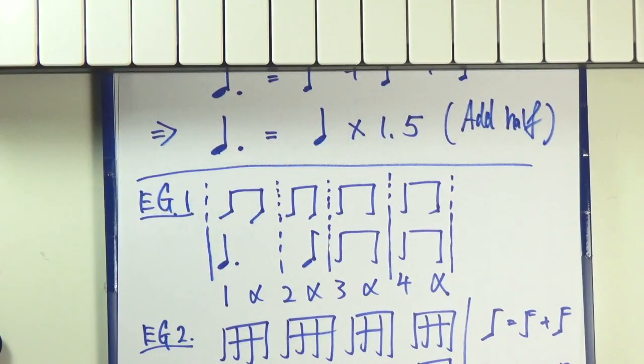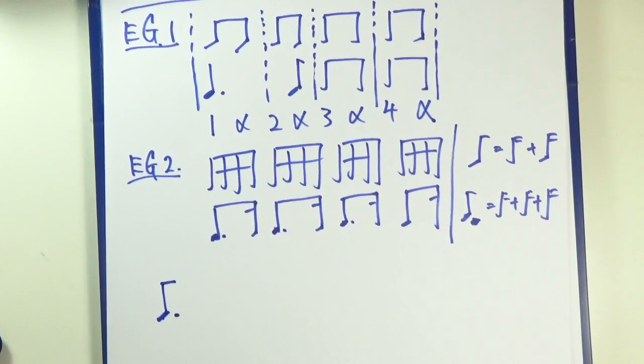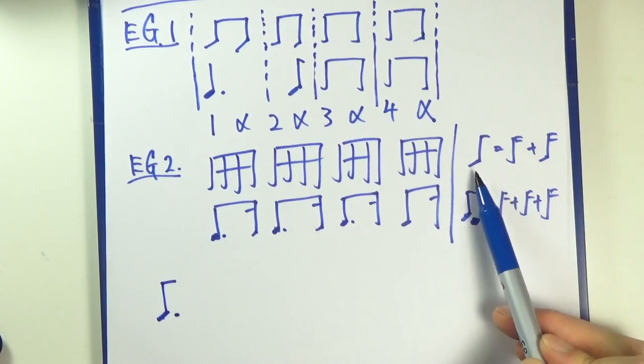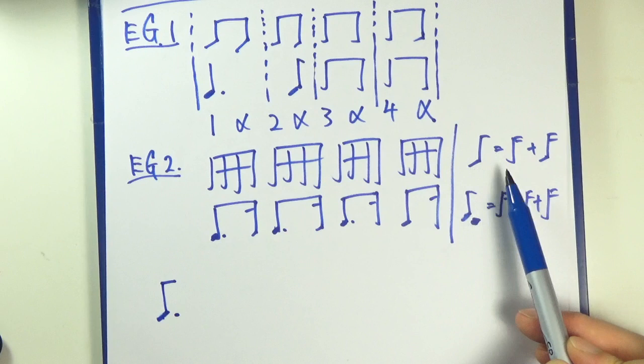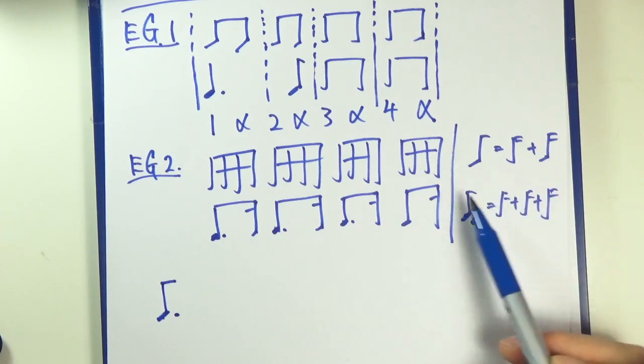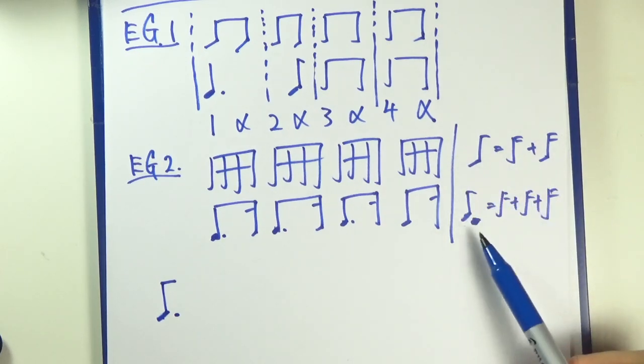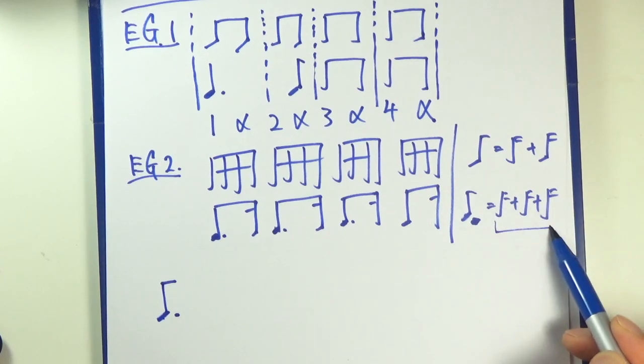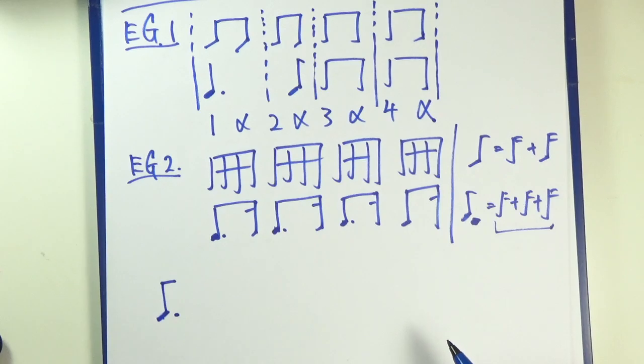Next, we have a dotted eighth note. All right. So let's take a look at this one. Normally, an eighth note is equal to 2 sixteenth notes in terms of time value. Right now, if we put a dot next to the eighth note, it would be equal to 3 sixteenth notes in terms of time value.